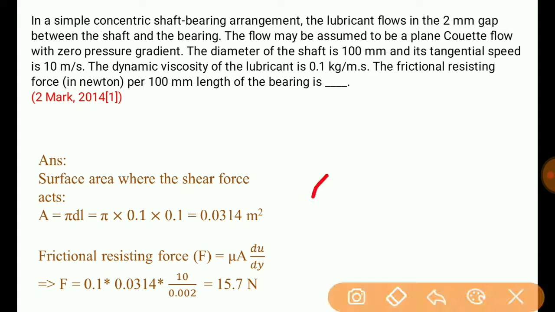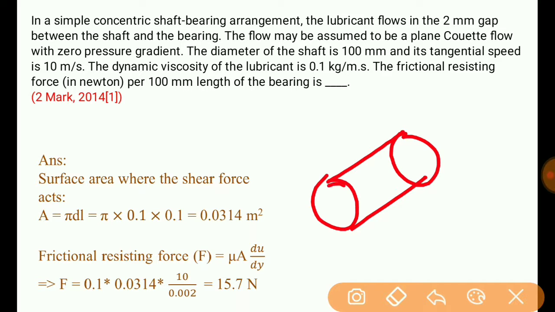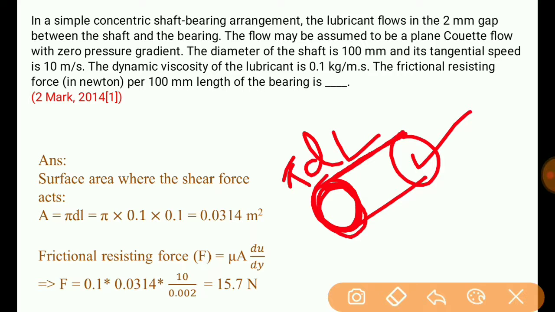The contact surface between the bearing and the shaft is what? That is the perimeter of the shaft into the length, pi d into L. Pi d L is the contact surface, because this is the surface of contact between the bearing and the shaft. So by putting all the values you will get A, and after getting A you just put in the formula, that is F equal to mu A du by dy, and you will get the answer.